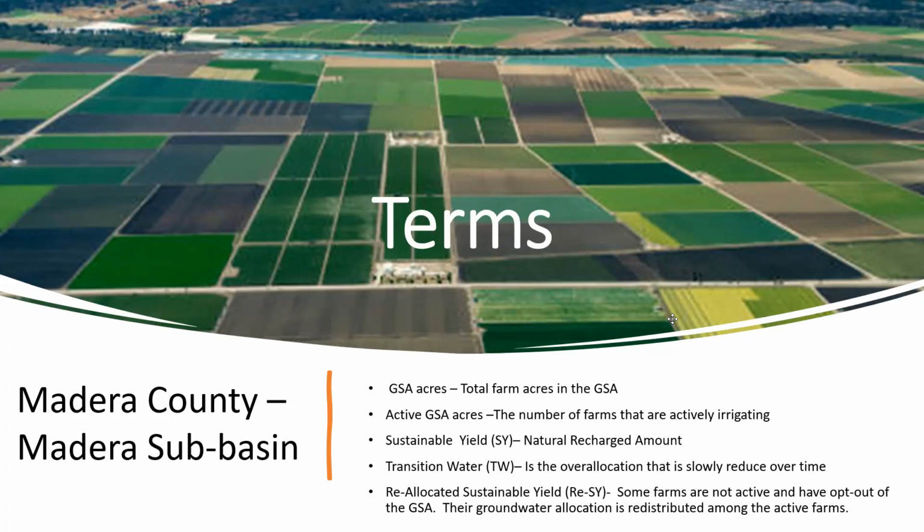The reallocated sustainable yield is a unique item. In this particular GSA, they said, look, we have all this land that we're managing, but only a certain percentage is actually irrigated. Everybody has rights to the sustainable yield, but the ones who are not farming, since they're not using it, we're going to reallocate that water to farms that are using it. That's what the reallocation is. In this particular GSA, it has a nice little bump, so we'll see that right now. A bump in actually having available water allocations.